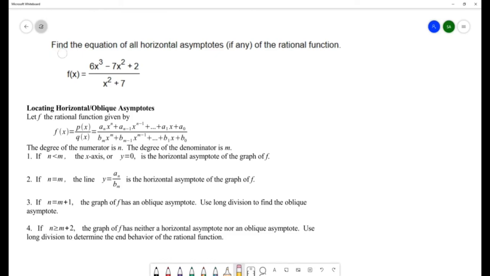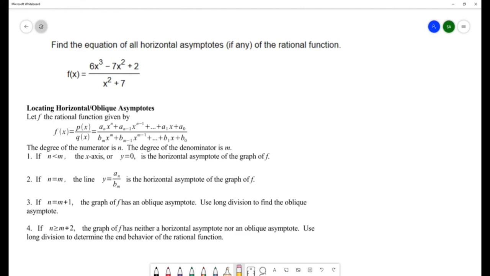For this one, we want to find the equation of all horizontal asymptotes, if any, of the rational function f of x equals 6x cubed minus 7x squared plus 2 over x squared plus 7. So I've pasted some details below of how we will find horizontal or oblique asymptotes, or slant asymptotes.